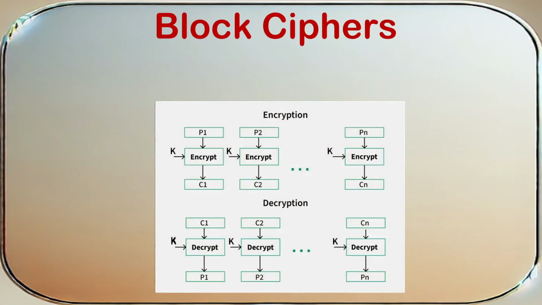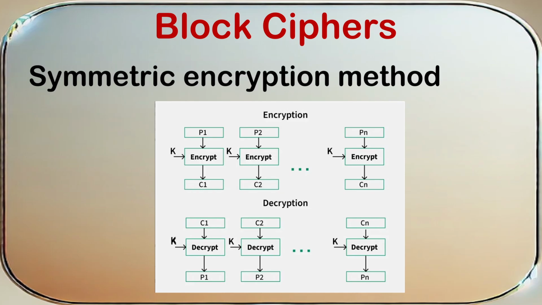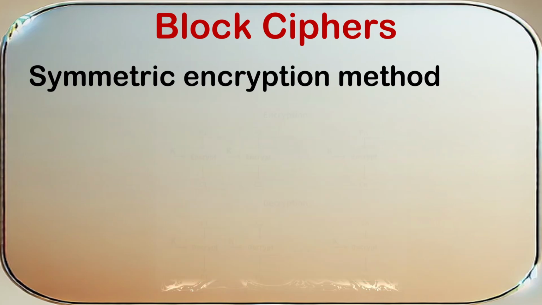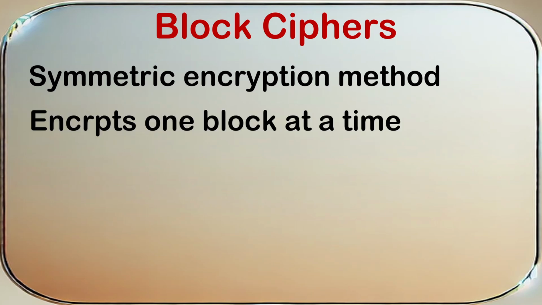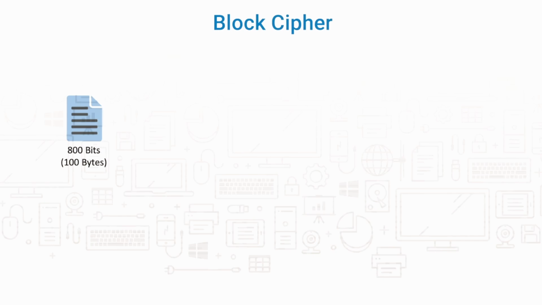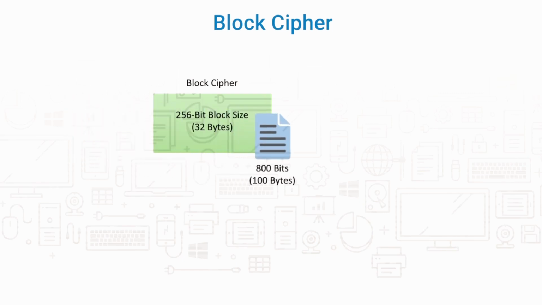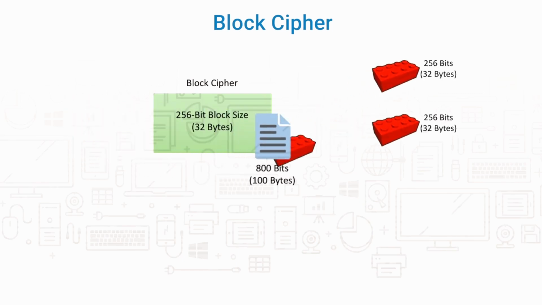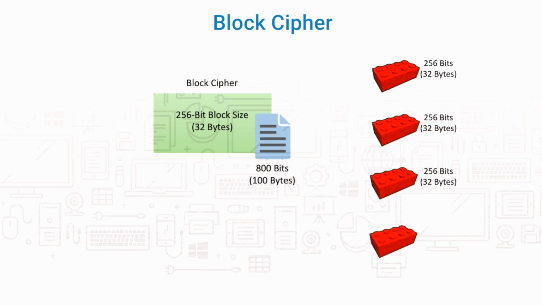Many symmetric encryption algorithms use the block cipher method. With block ciphers, instead of encrypting our data one bit at a time, the data is encrypted one chunk or block at a time. The common block sizes used are 64, 128, or 256 bits in length. For example, let's say that we want to encrypt a file that's 800 bits in size. Using a 256-bit block size, the data will be encrypted 256 bits, or 32 bytes at a time, until the process is complete. Since the last block ends up being smaller than 256 bits, the algorithm pads the block with some random data to bring it up to 256 bits.